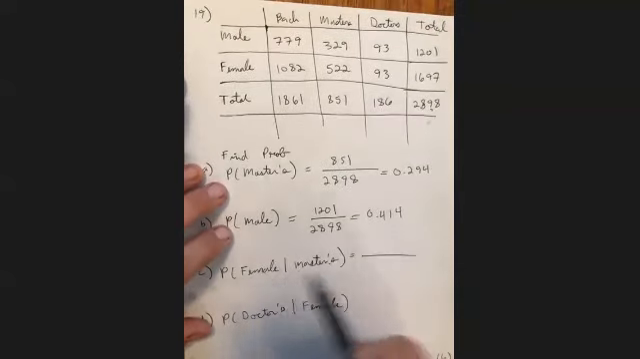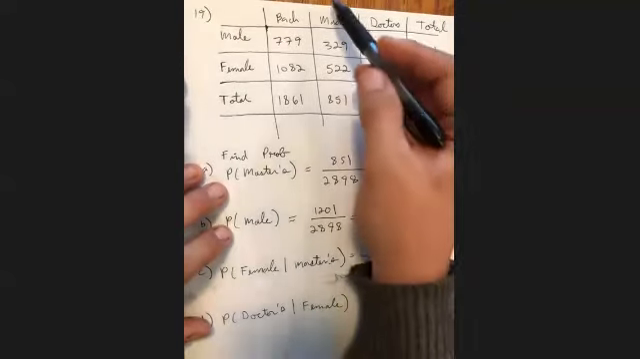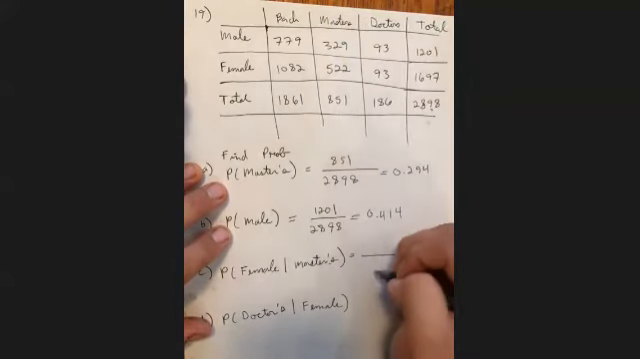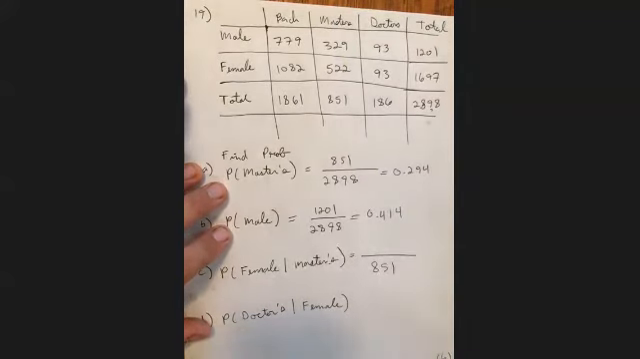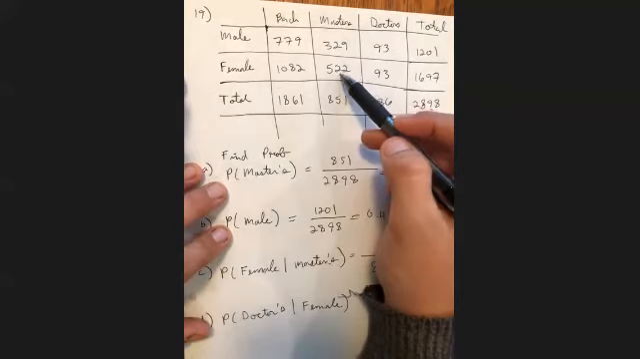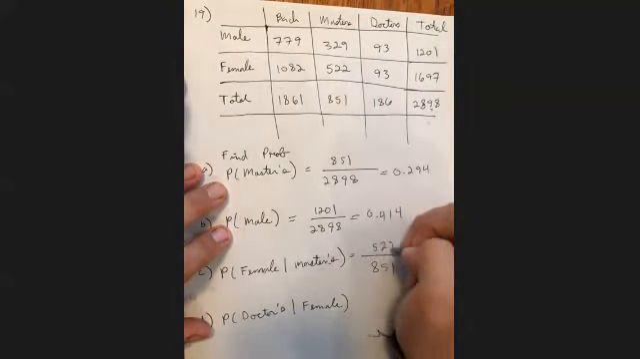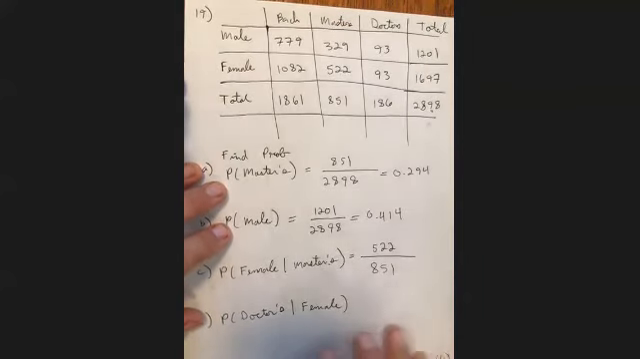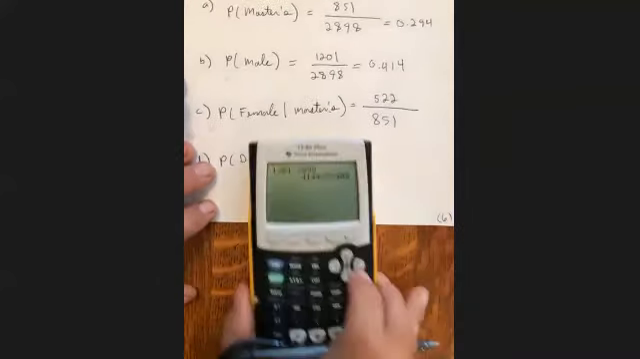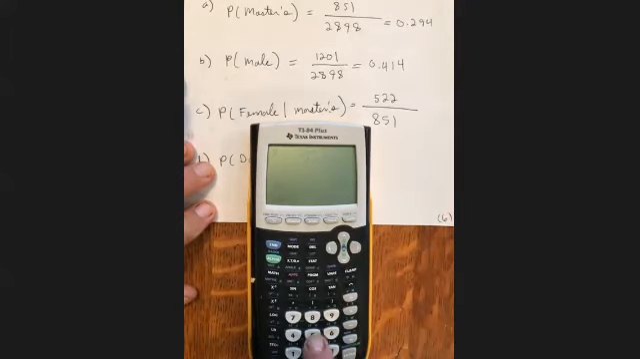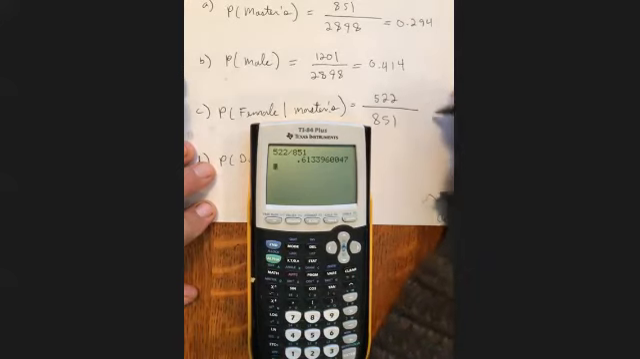So what is the grand total of people in the room? It's the grand total of people with master's degrees. So that's how many people are in the room. Of those people, how many of them are female? 522 of the people with masters are female. So that goes in the numerator. 522 divided by 851 gives us 0.613.